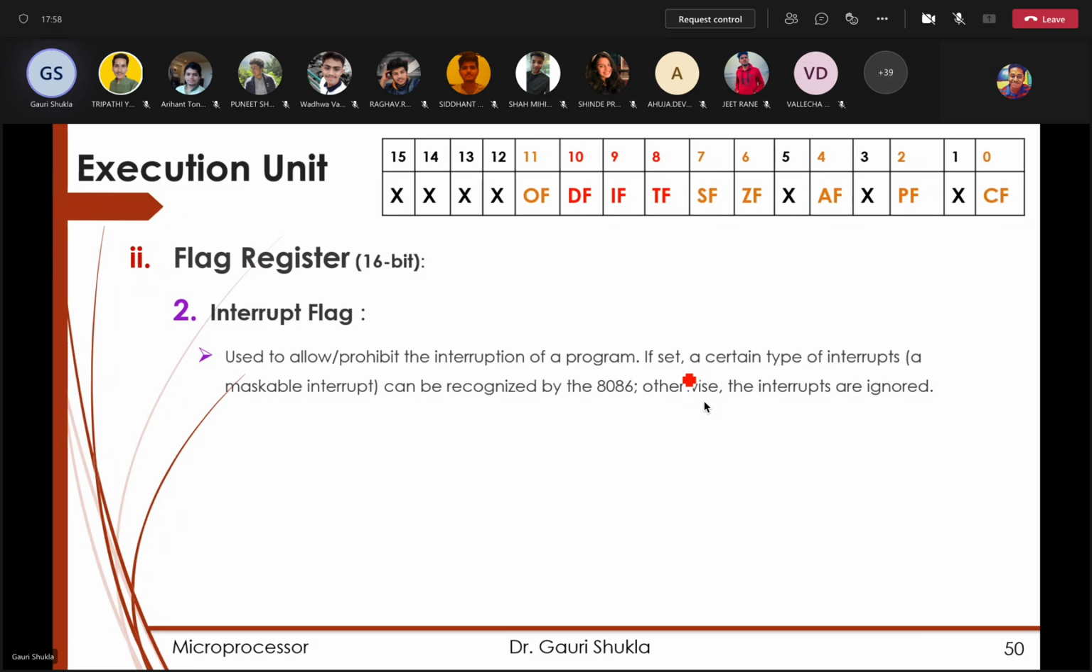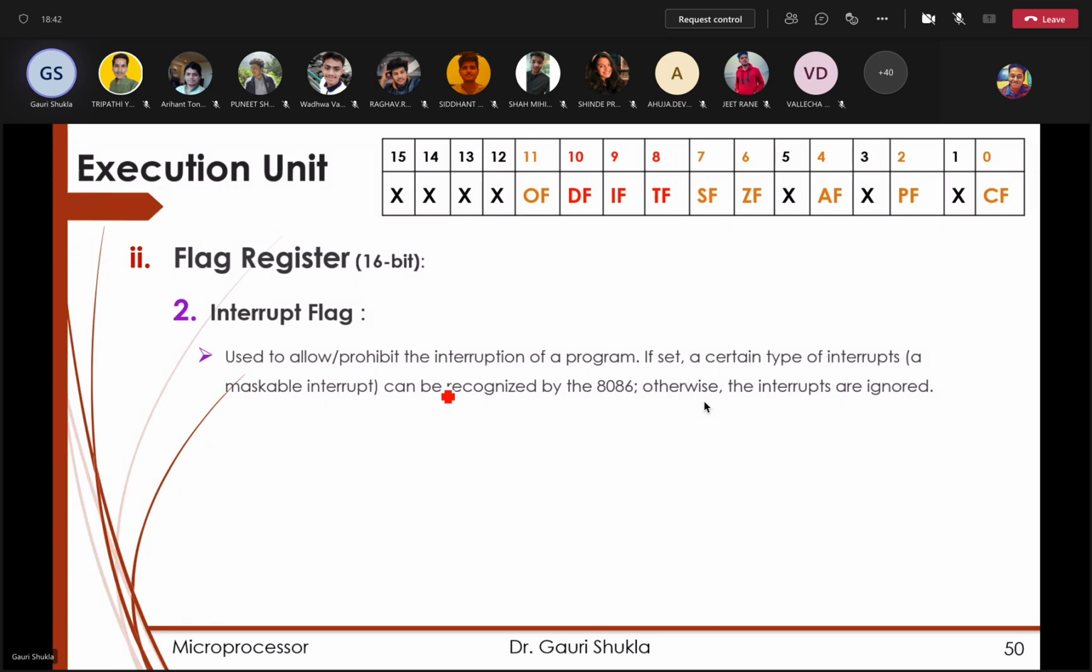If it is set, a certain type of interrupts, that is maskable interrupts, can be recognized by the 8086. Otherwise, the interrupts are ignored. What are maskable? Something which I can mask, I can hide in a way. So that is what we call maskable. Those who have learned 8085 know what interrupts and maskable interrupts are. Those who do not know, wait, we will come to it. Right now, just remember, if I do not set this bit, certain types of interrupts cannot be recognized by the 8086 or 88. Though that interrupt is generated, the processor will not get interrupted by it.